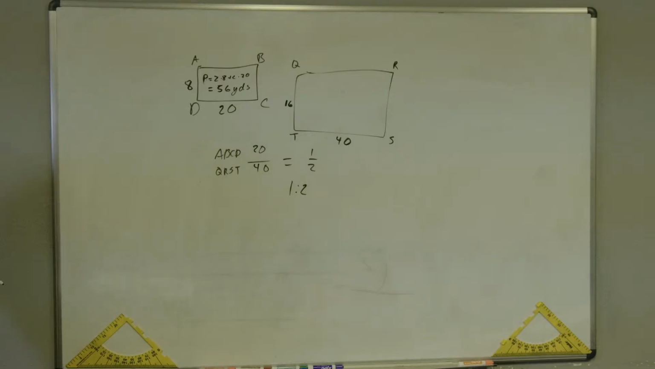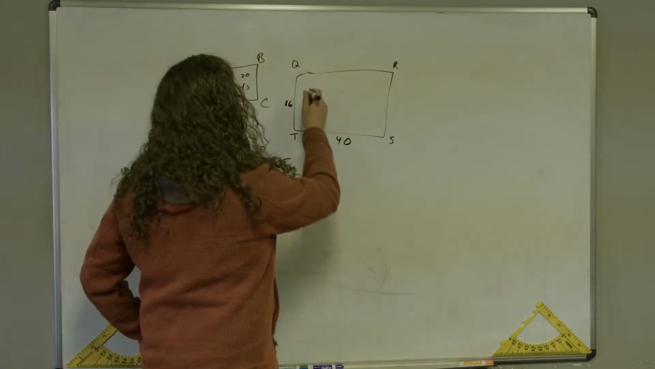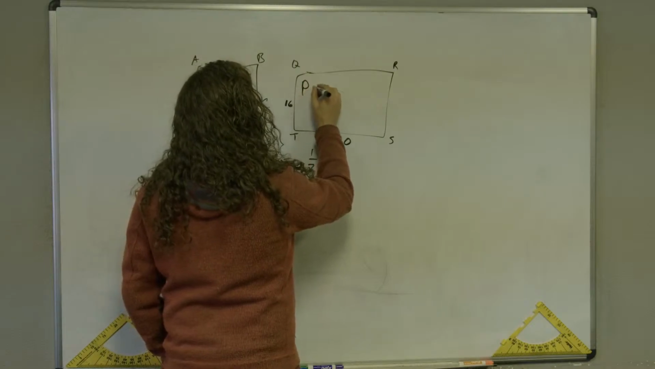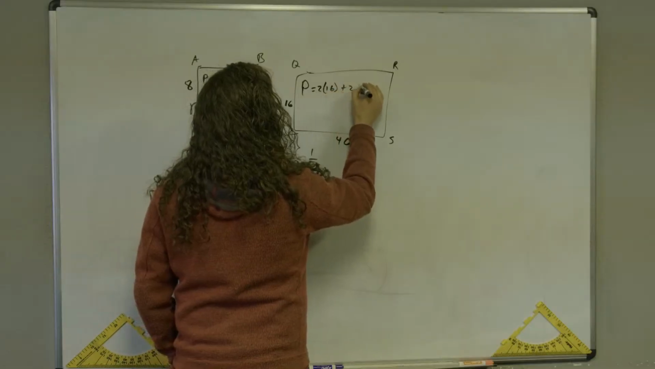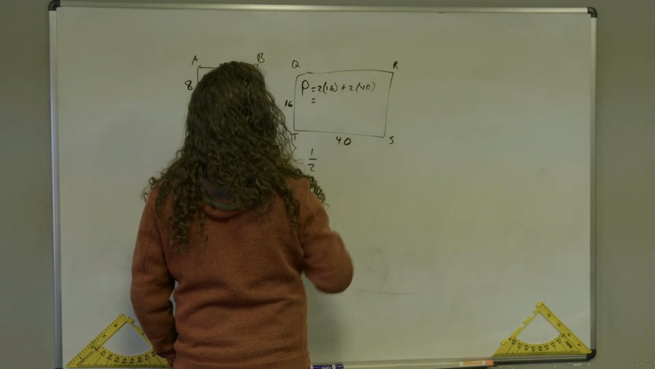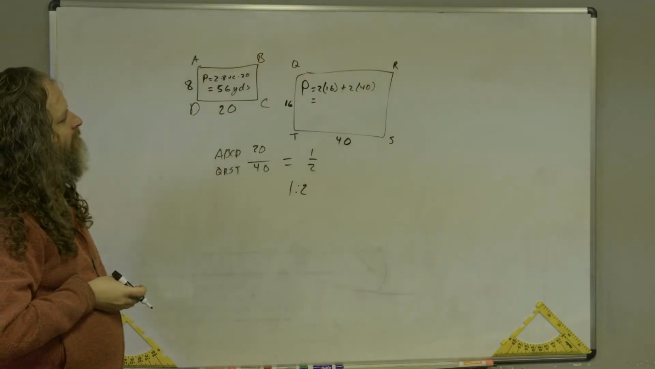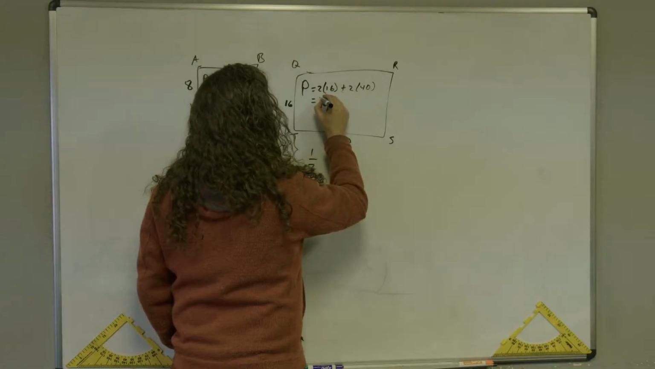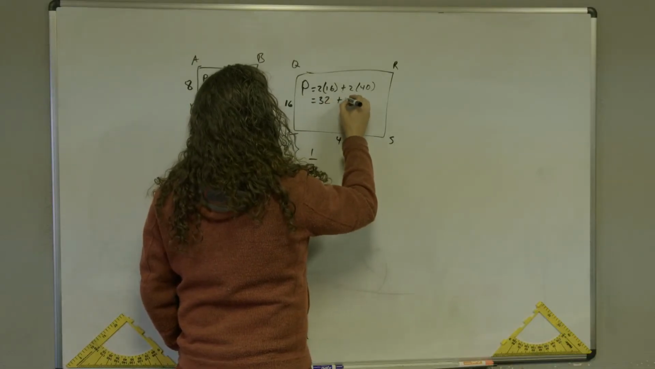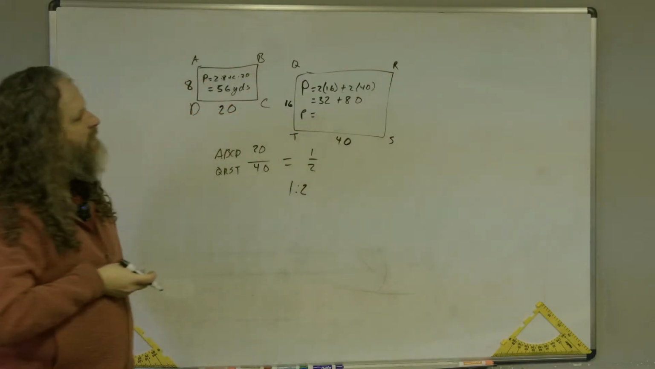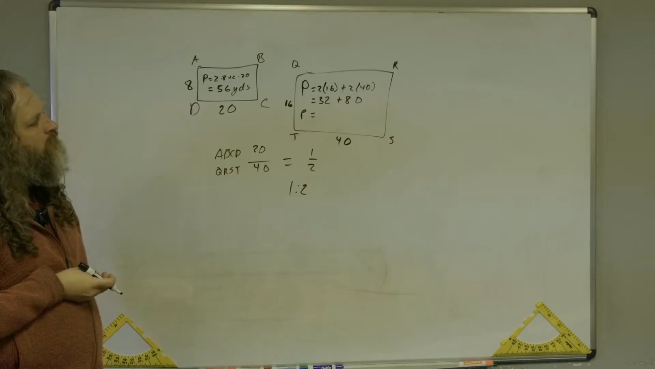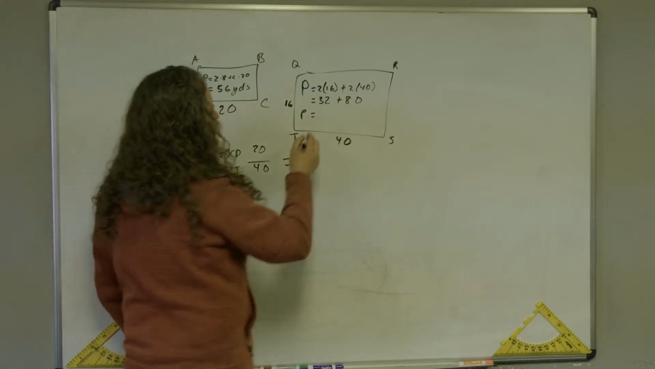QRST is double ABCD. Correct. Because it's double, we just double this number. Great. So the perimeter of this one would be 2 times 16 plus 2 times 40. What's 2 times 16? 32. And 2 times 40 is 80. So what's 32 plus 80? 112 yards.